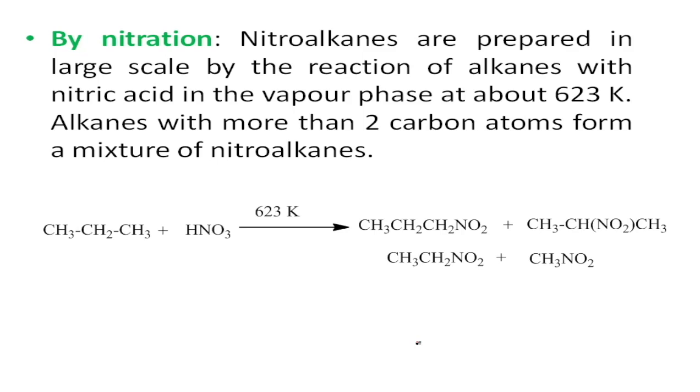So for large scale production, when an alkane reacts with nitric acid and has more than 2 carbon atoms, you get a mixture of nitroalkanes. For example, you get 1-nitropropane, 2-nitropropane, then nitroethane and nitromethane are formed.